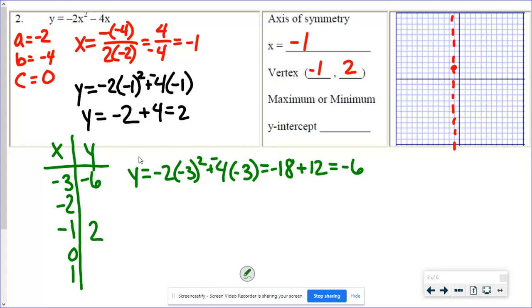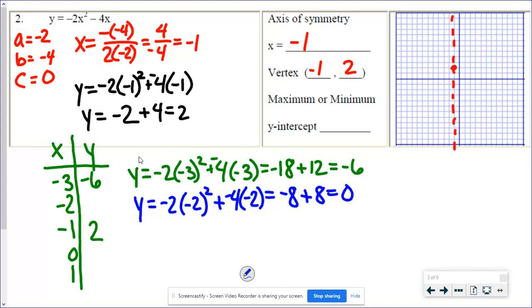Maybe if I alternate colors, it'll be easier to follow what's happening. If the x is negative 2, now I'm going to say y equals negative 2 times negative 2 squared plus a negative 4 times a negative 2. So negative 2 squared is 4, times negative 2 is going to be negative 8. Negative 4 times the negative 2 is positive 8. That's going to give me 0.